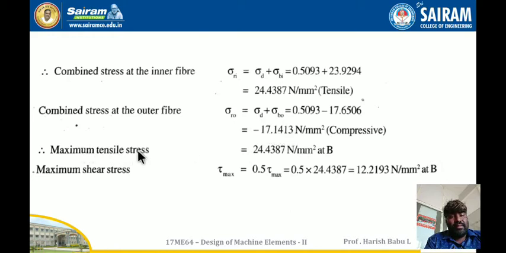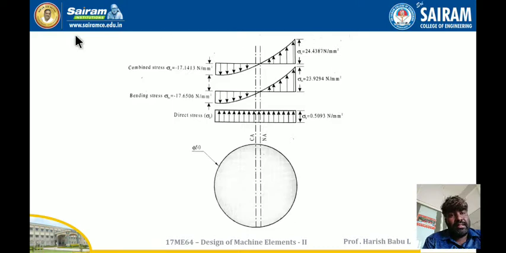So the maximum tensile stress will be 24.4387, and the maximum shear stress tau max is equal to 0.5 into sigma max, that is 24.4387. I am going to get 12.2193 at point B. So I can see the stress diagram: the cross section, then the direct stresses, the bending stress and the combined stresses. So draw the curve as a hyperbolic curve, not as a straight line.